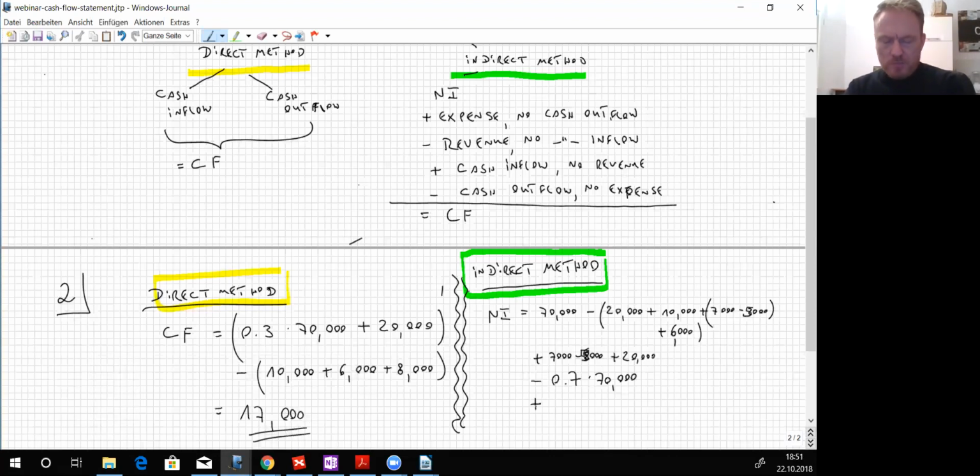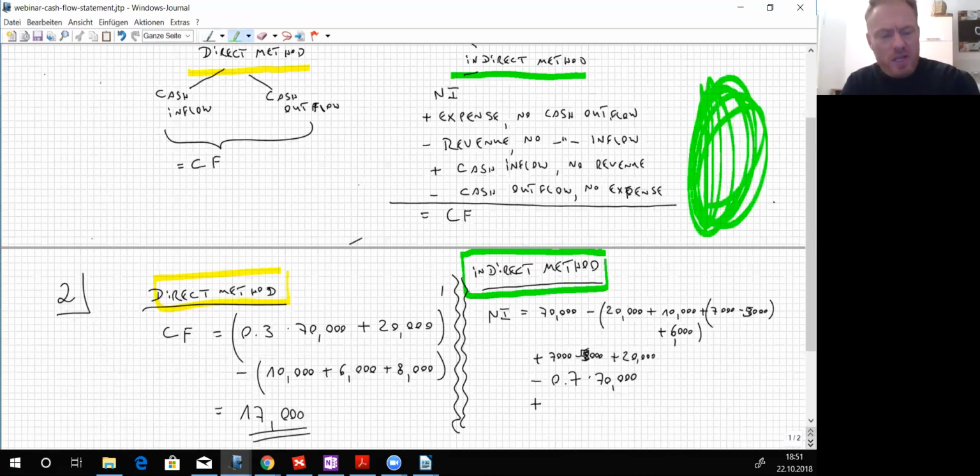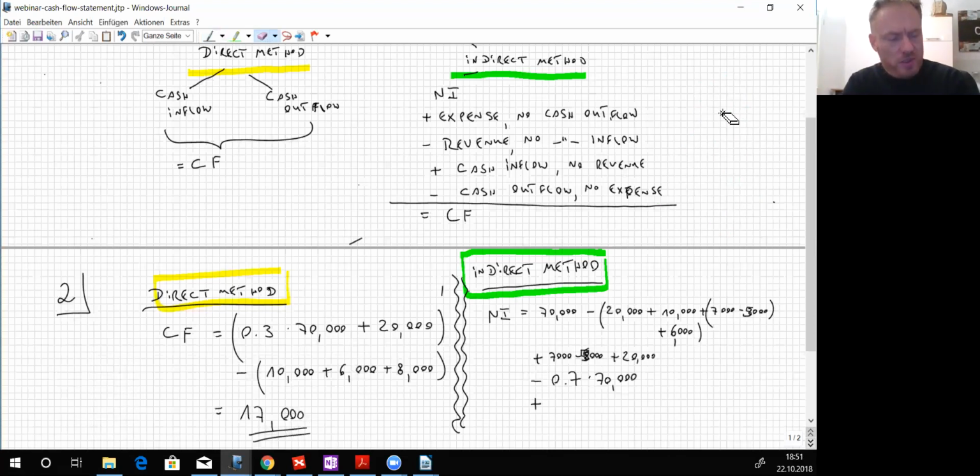Plus, now we want to add cash inflows that have not been revenue, and we want to subtract cash outflows that have not been expenses, as we can see here. The only thing I'm doing right now is this, just to keep you on track if you might have lost track. Plus, what's next? 20,000, that's the loan we've taken out.